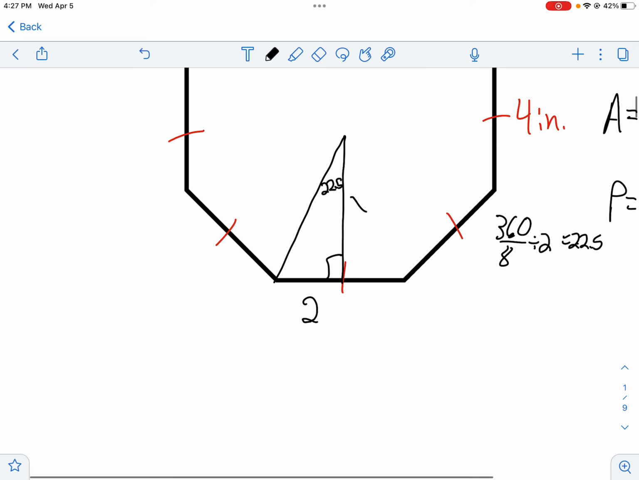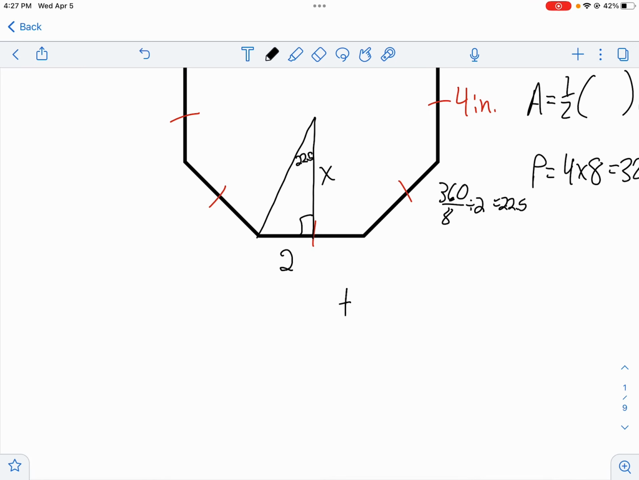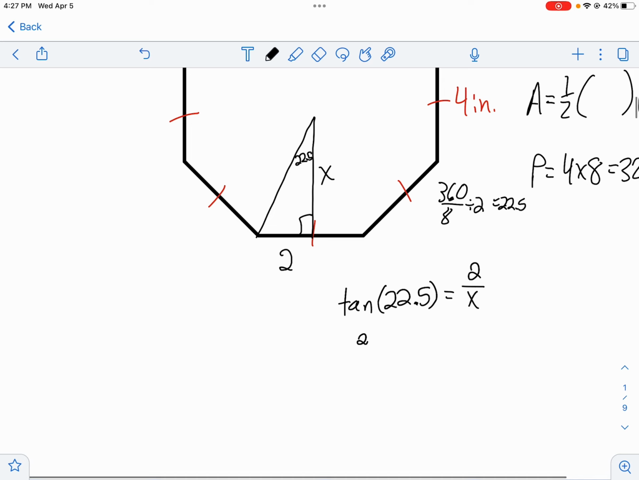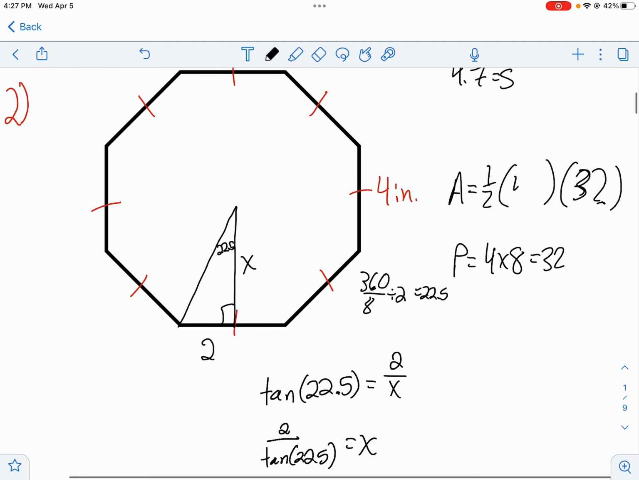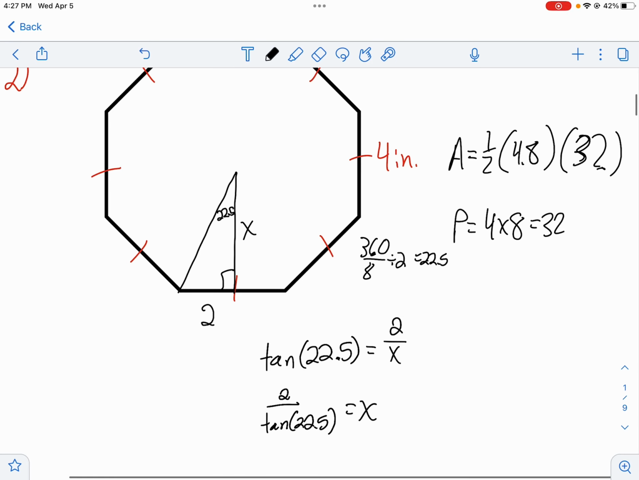So I need to use tangent to find my apothem here. Tangent of 22.5 is equal to 2 over x. That's opposite over adjacent. And that means 2 over tangent of 22.5 is x. That's my apothem. So 2 over tangent 22.5 is 4.8, rounded. I'm going to take that exact value from my calculator, multiply it by 1/2 and 32, and I get approximately 77.3 units squared, or inches squared, I should say.